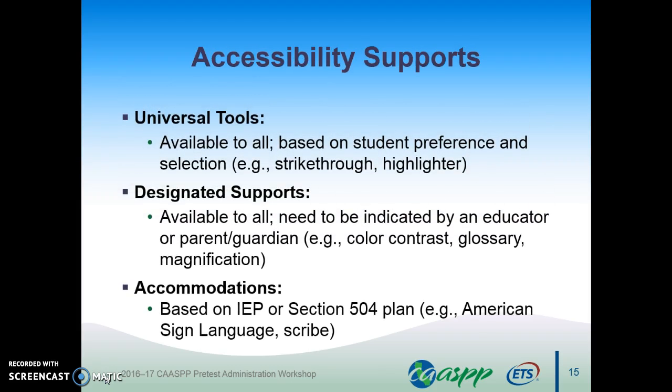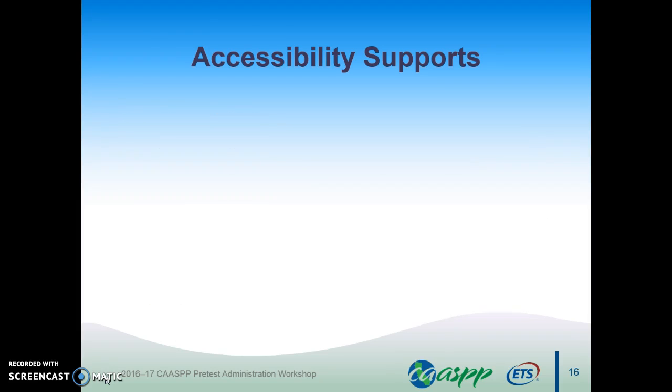Here are some accessibility supports. Universal tools are available to all students, and whether they want to use them or not, it's their choice. Designated supports are available to all, and they need to be indicated by an educator, parent, or guardian, such as color contrast, glossary, or magnification. Then accommodations: please talk to Amy to see if any of your students have accommodations. They need to be accommodations that have been ongoing for the entire year.